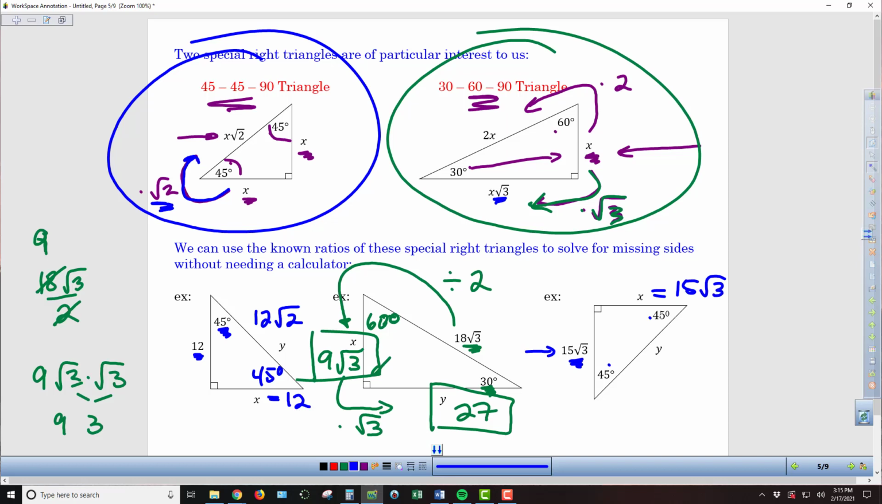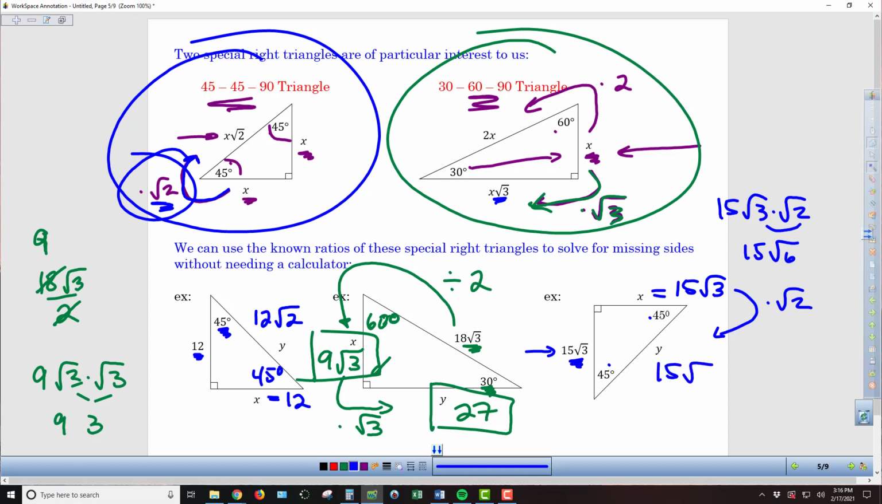We have an isosceles triangle, and so then to get from the legs to the hypotenuse, we again remind ourselves we're going to be multiplying by root 2. So I'm going to take this answer and multiply by root 2 to figure out what the hypotenuse is. So I've got 15 root 3 times root 2. So if I multiply those, I'm going to get 15 times the square root of 6. So there's my answer for y. 15 root 6 with x being 15 root 3.